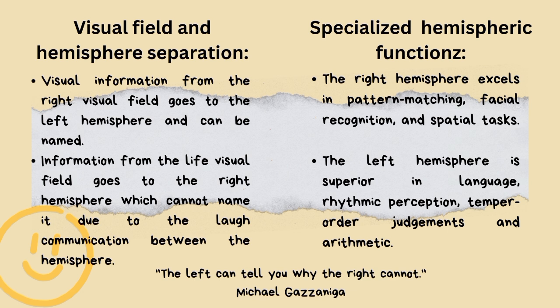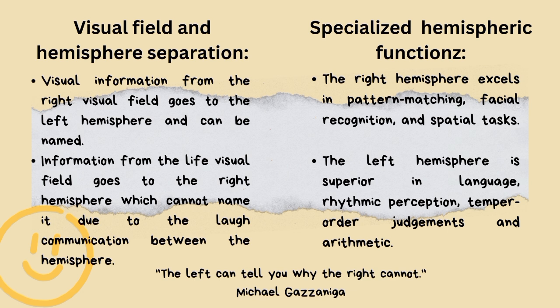While in facial recognition, it is the hemisphere responsible for recognizing faces and reading emotions from them. Whereas in spatial tasks, the right side helps you understand where things are in space, like how to navigate through a room or estimate distances between objects.